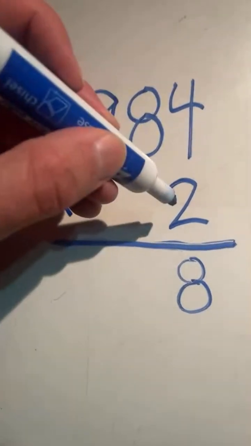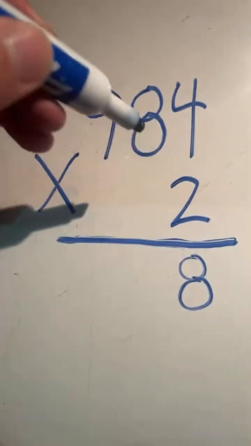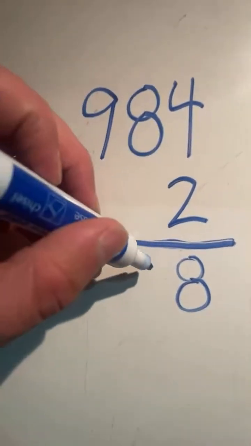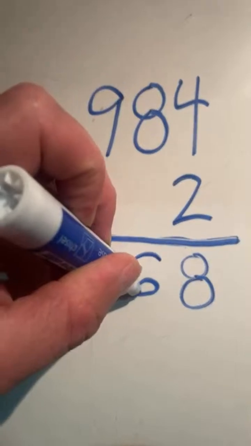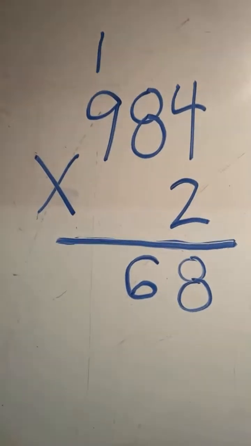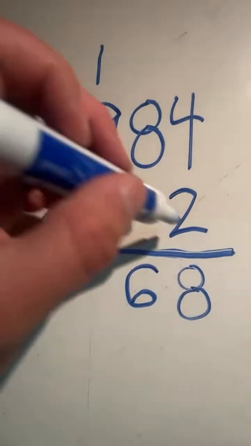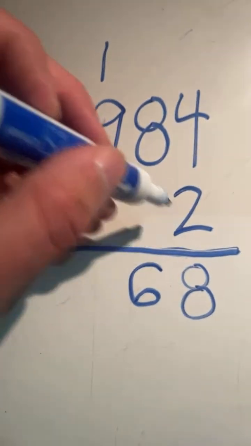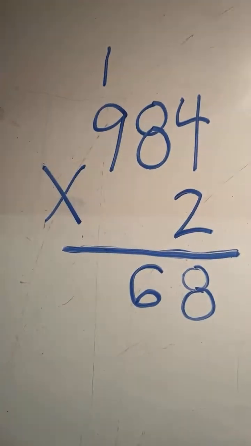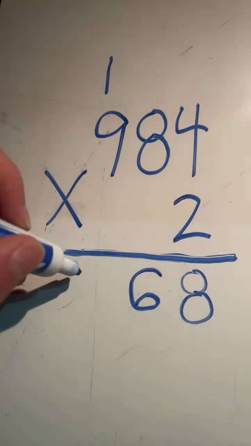8 times 2 equals 16. In the tens place, we do need to regroup. The 6 in 16 is going to go in the tens place. The 1 is going to get carried over to the hundreds place. 9 times 2 equals 18. Plus 1 equals 19.